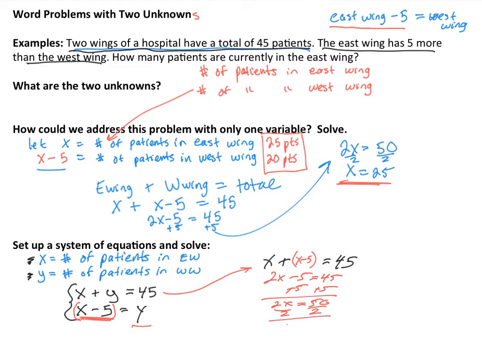And that should make sense. We shouldn't get two different answers. We solve for x, we get 25. What did I find? I found the number of patients in East Wing. That's what x was equal to.